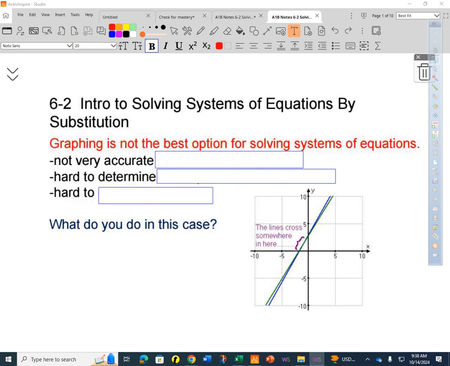Get your notes. Today we are still talking about solving systems of equations, but rather than solving the systems by graphing, now we're going to learn one of the strategies we will use to solve the systems of equations algebraically. That means using equations and not having to graph and find out where they intersect.